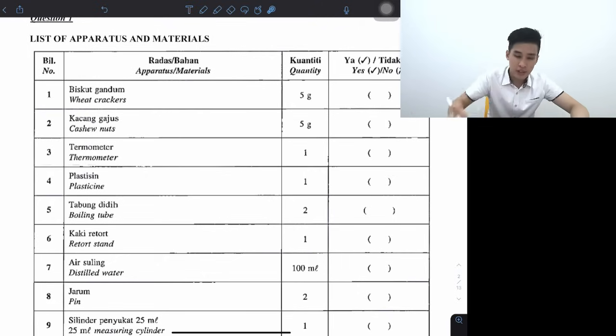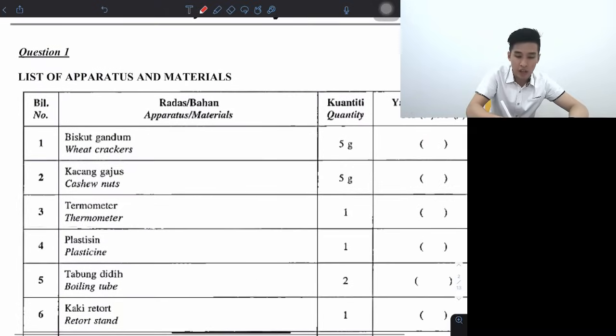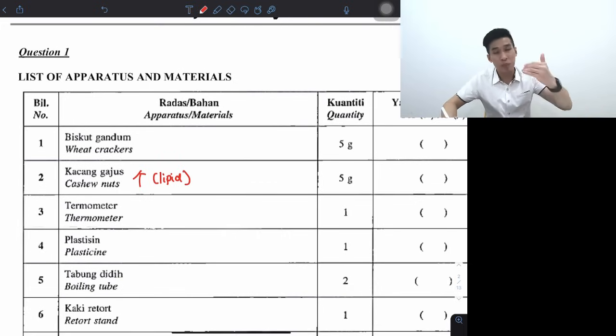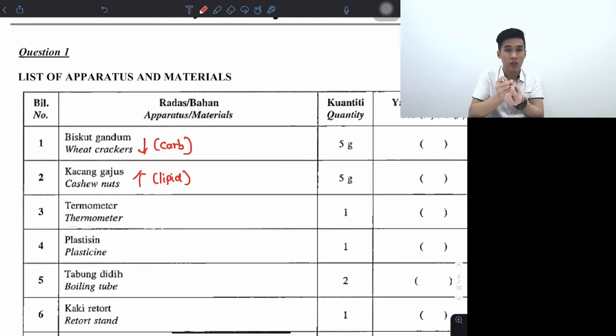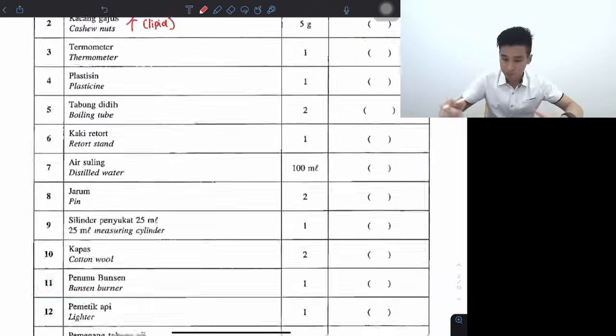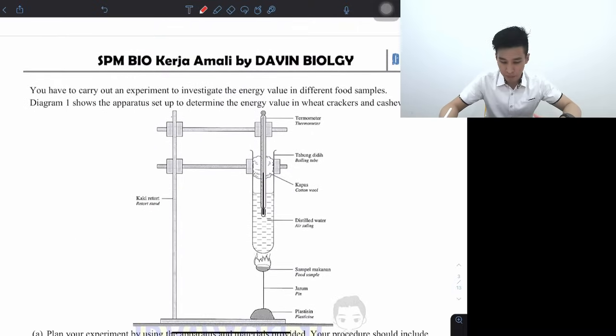For cashew nuts, definitely it will have more energy than wheat. If you're wondering why, it's because it has more oil, more fat, more lipid. So the explanation for all the questions in this experiment is mainly that this one has more energy because it has more lipid. Wheat crackers are the opposite, with less lipid content, because wheat is mainly made of carbohydrates. So they have less energy compared to lipid. Oil definitely has more energy. That's why when you burn oil, the fire is very big, because a lot of energy is released from it.